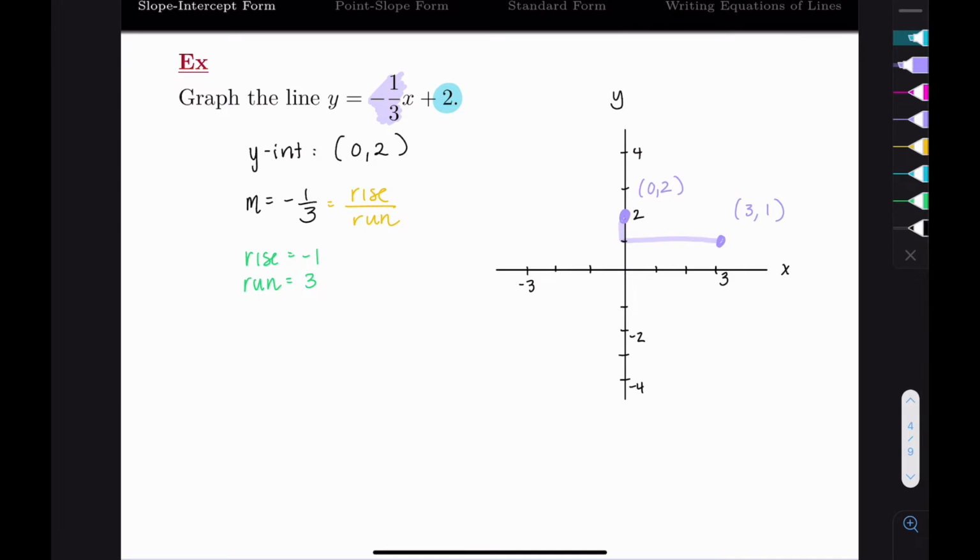You can also find more points if you need by doing the opposite. You could also say that your rise is +1 and your run is -3. To do the opposite, we can go up 1 and to the left 3. That leaves us with another point here, which is (-3, 3). And then we just connect the dots. And that is the graph of our line. It makes it much easier than trying to sit there and figure out what is another point. We just use that slope to our advantage.